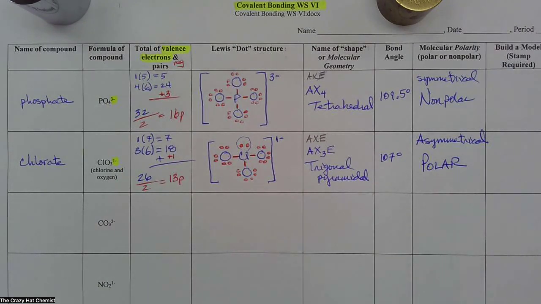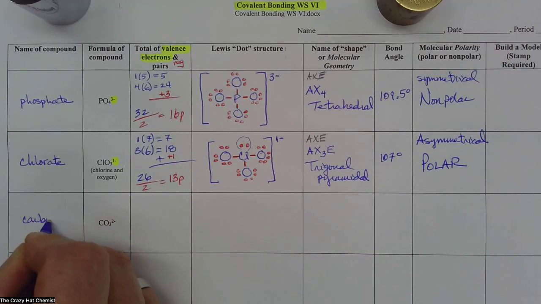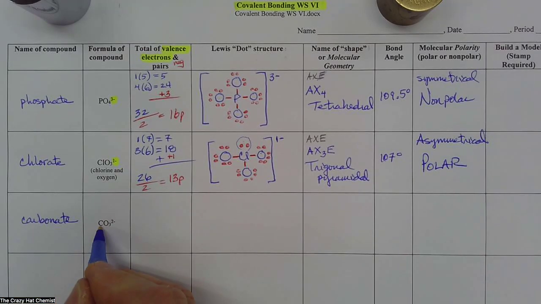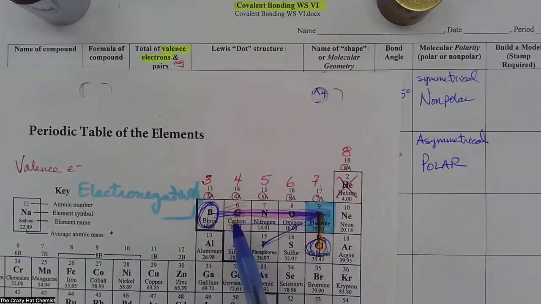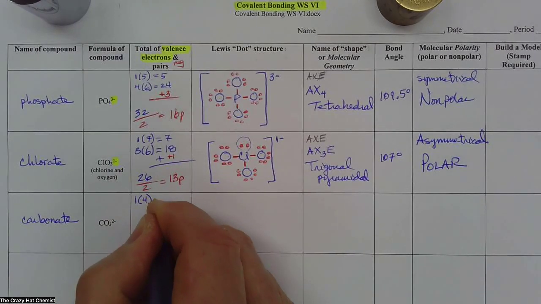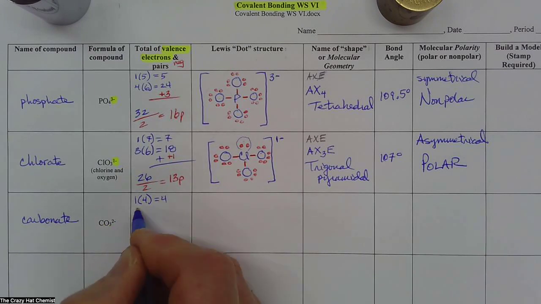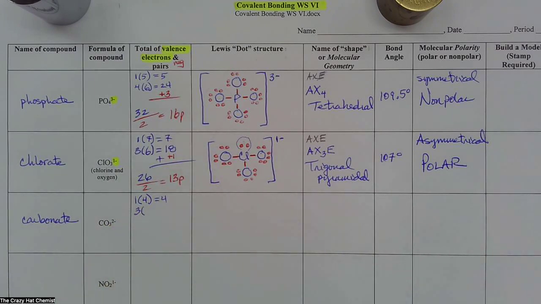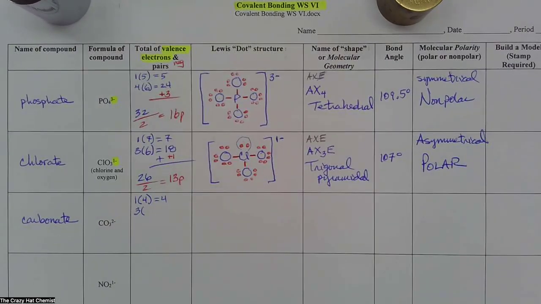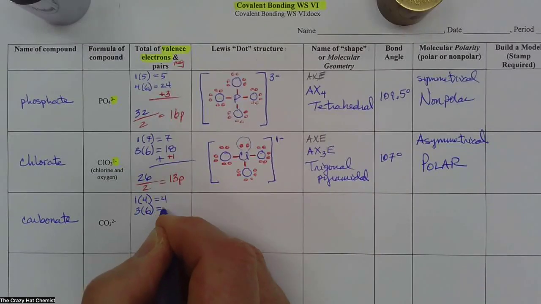Now, the next one is CO3 2 minus. This is carbonate. So carbon, there is 1 carbon. How many valence electrons in carbon? That would be 4. So I'm going to multiply this by 4. Oxygen, there are 3 of them. I'm going to multiply that by the number of valence electrons in oxygen, and that is 6. So that's 3 times 6, that's going to be 18.